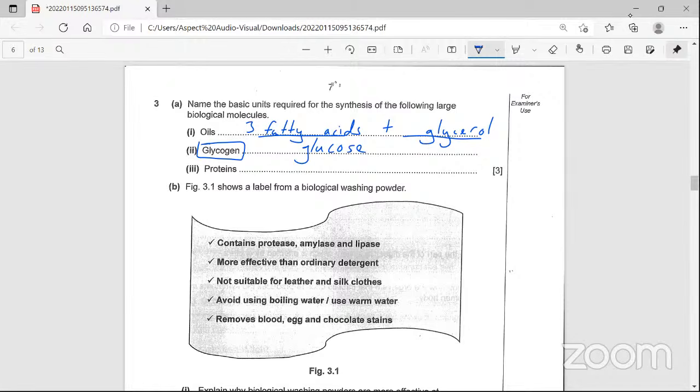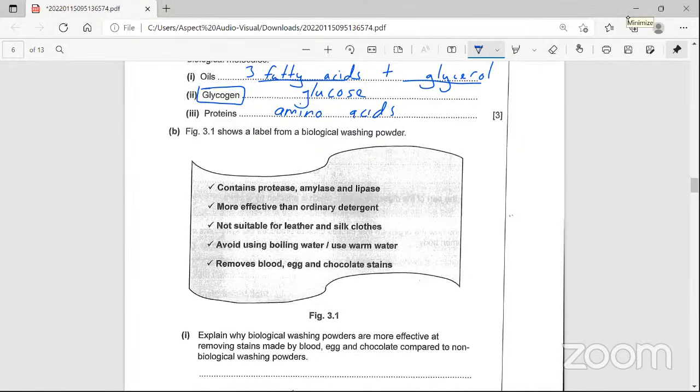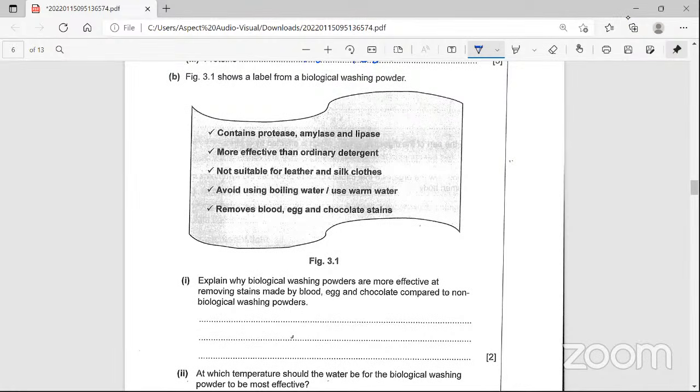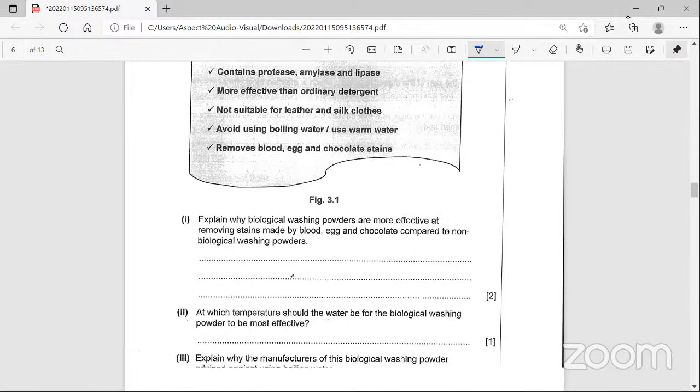Right. Now proteins. What do you join? Amino acids. Right. Figure 3.1 shows the label from a biological washing powder. We've got contains protease, amylase, and your lipase, your enzymes, more effective than ordinary detergent, not suitable for leather and silk clothes, avoid using boiling water or use warm water, removes blood, egg, and chocolate stains.